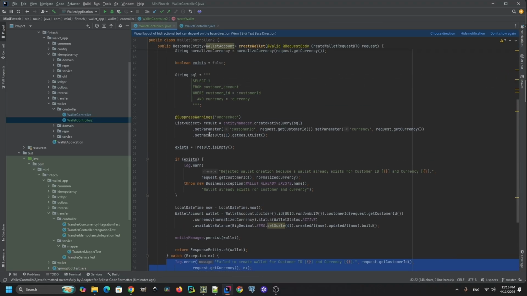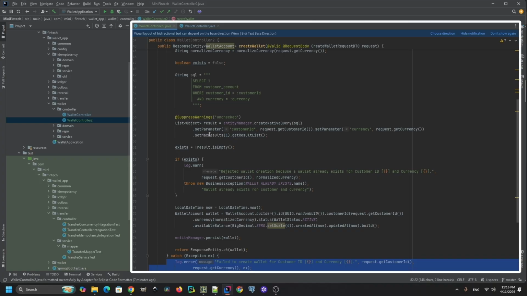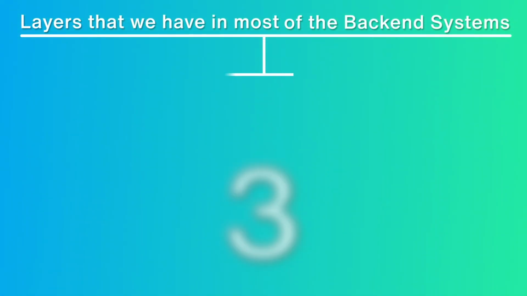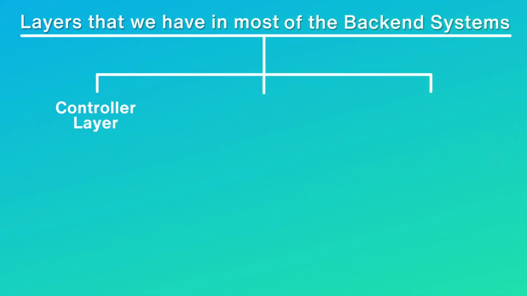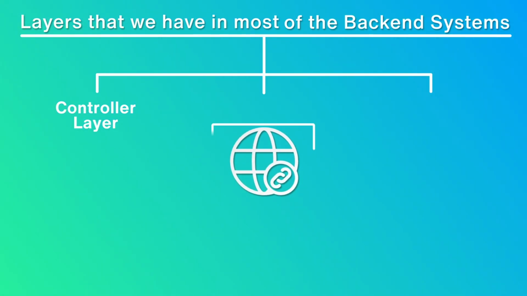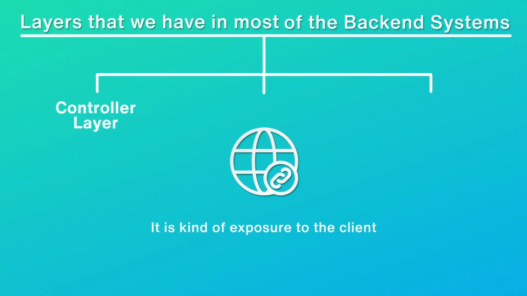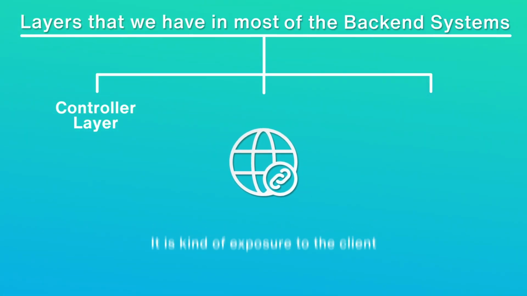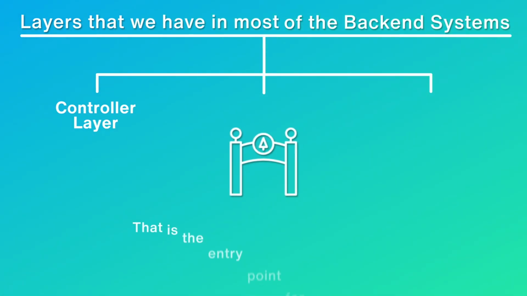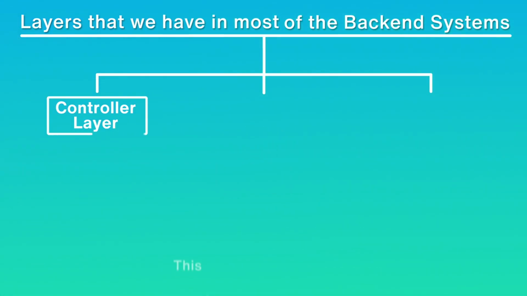In order to solve this kind of problem, we need to start by learning about the layers that we have in most backend systems. Usually they consist of three. The first layer is the controller. That's basically the endpoint that we have. It's an exposure to the client, to the people who want to access our resource. That's the entry point for those clients. This is the controller level.